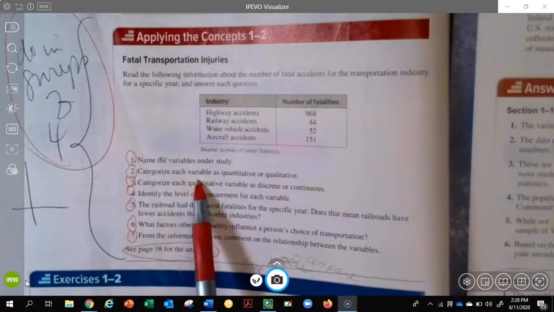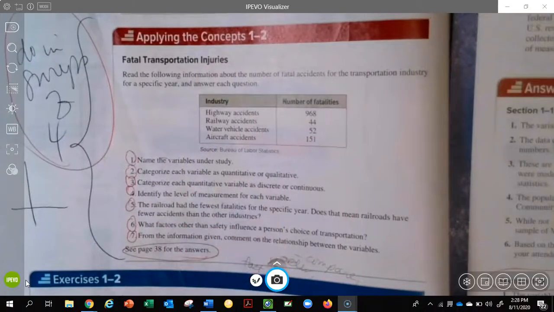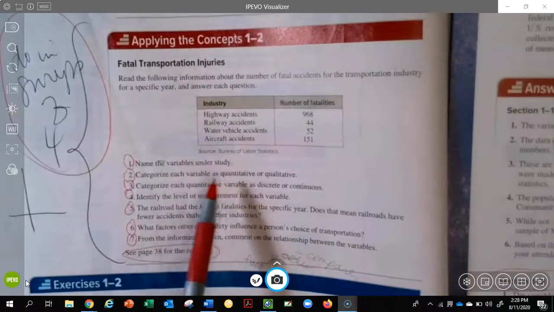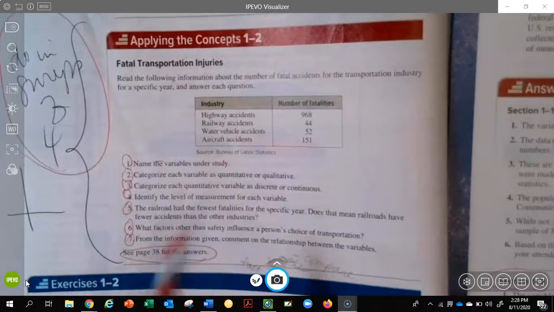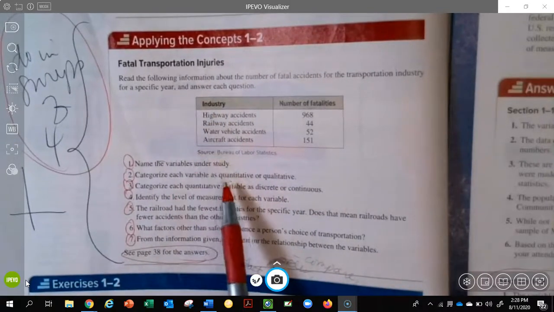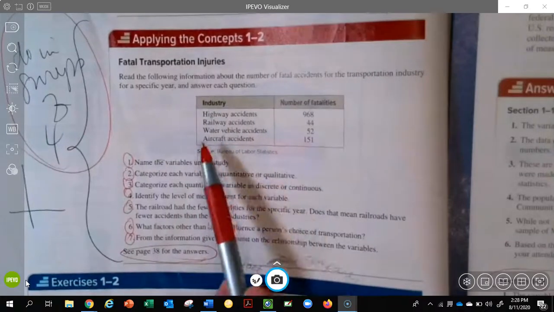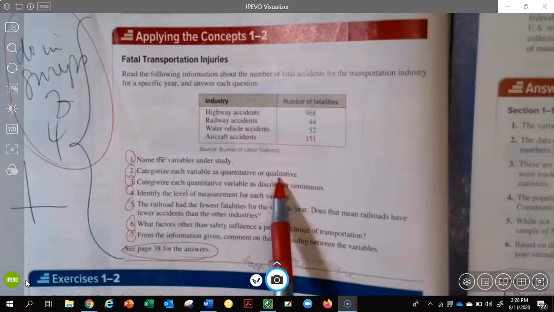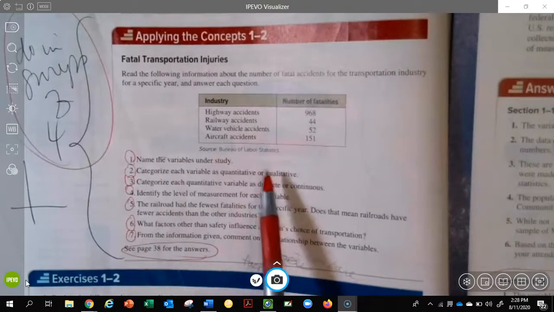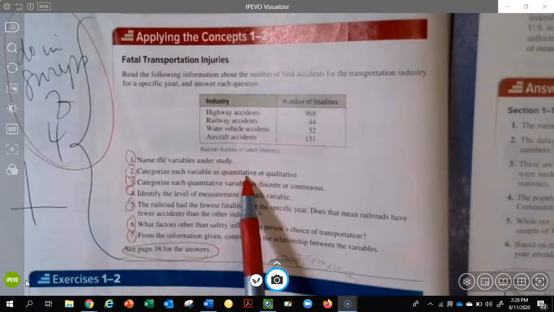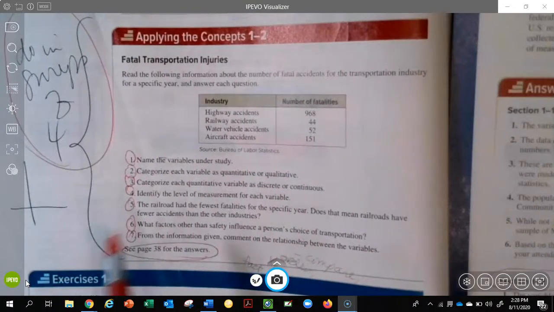Then categorize each variable as quantitative or qualitative. So let's start with industry. Looking at industry, is it a quantity or is it a quality? Well, it's a quality. It's a type of industry. So the first variable, industry, is qualitative. But then when we look at number of fatalities, it is a quantity. So there we've categorized them.